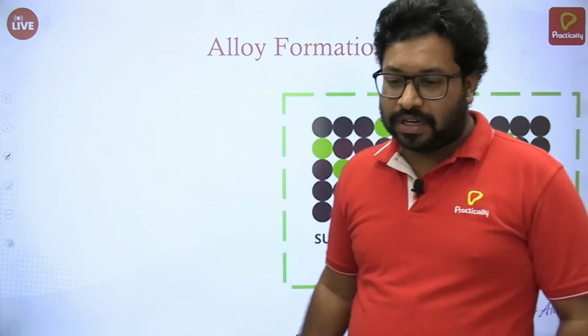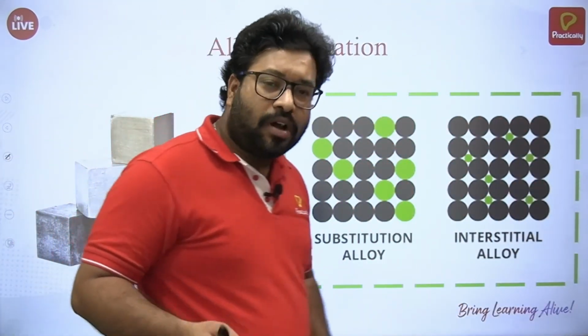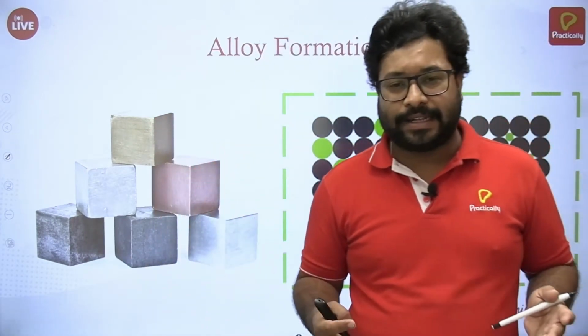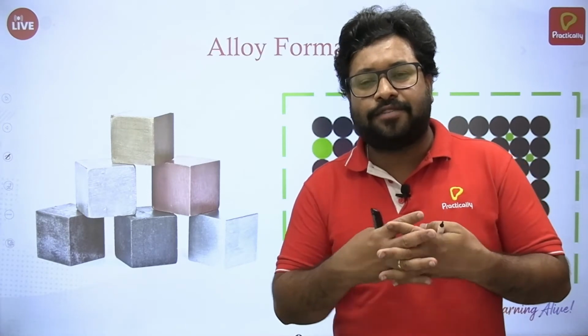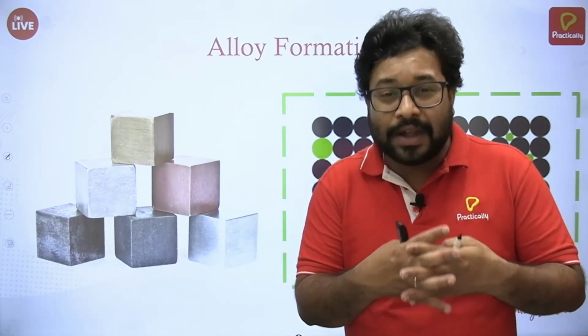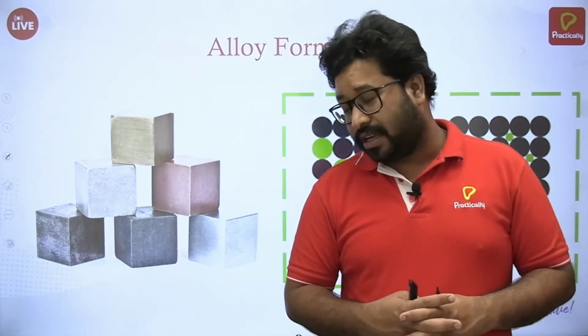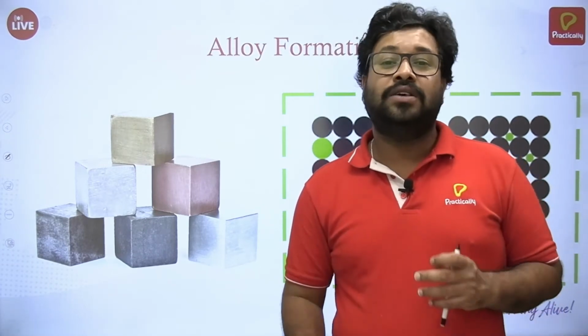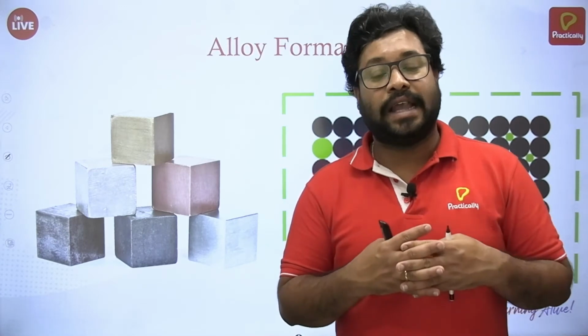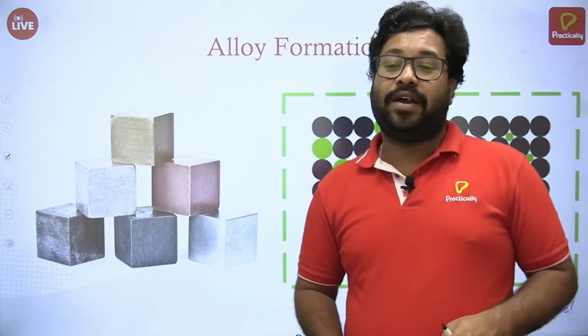Alloy formation. Different metals form different alloys. Now we know that d-block elements are mostly of the same size. Since they are mostly of the same size, it is quite easy for them to fuse together and form a solid solution. That is why they easily get fused and form alloys.